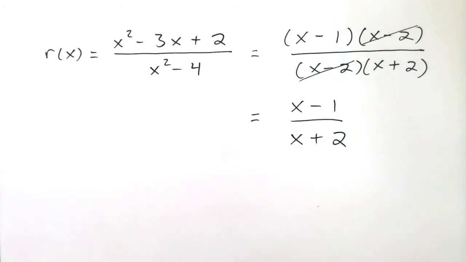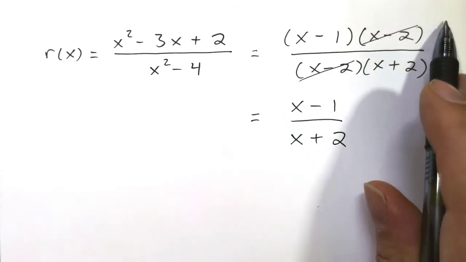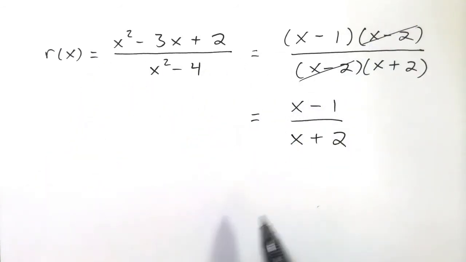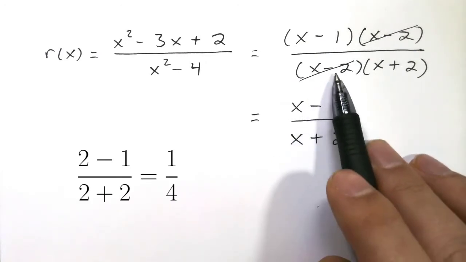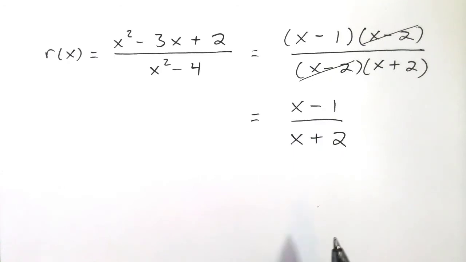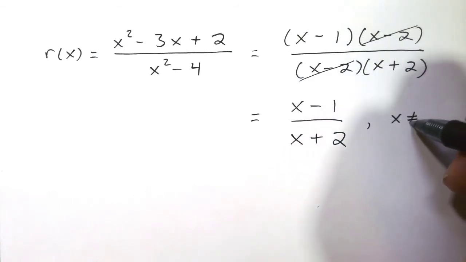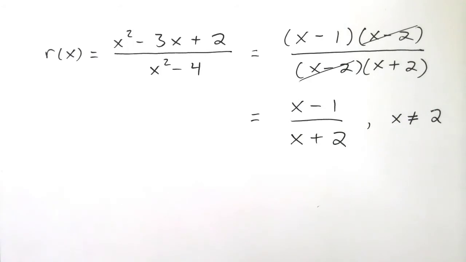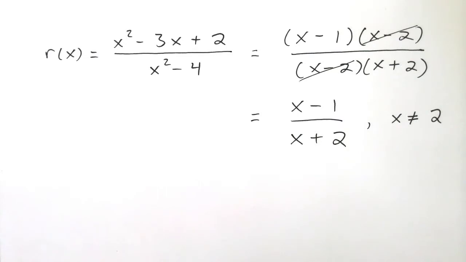Now we have to be very careful about what we just did. Notice that when x was 2, this function, r of x, was not defined. But this function is defined when x is 2. Therefore, these are actually not exactly the same function. They are not equal when x is equal to 2. However, you'll see that they're equal when x is equal to any other number. So these functions are equal only when x is not equal to 2. So we'll specify that over here. But if x is not equal to 2, this is an alternative way of writing down r of x.